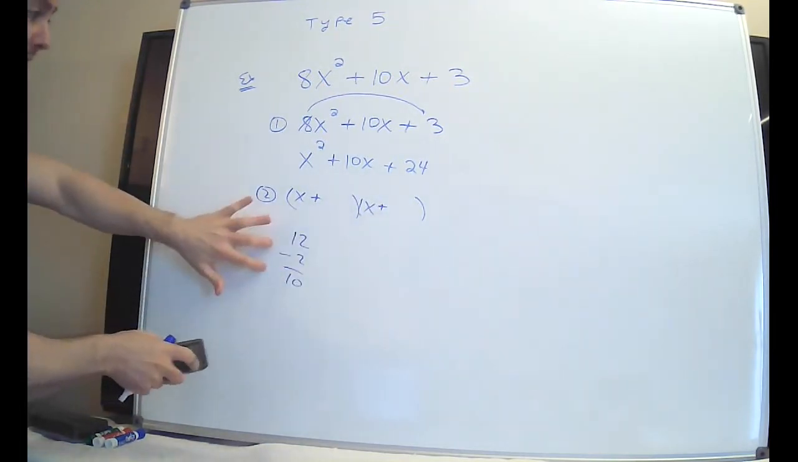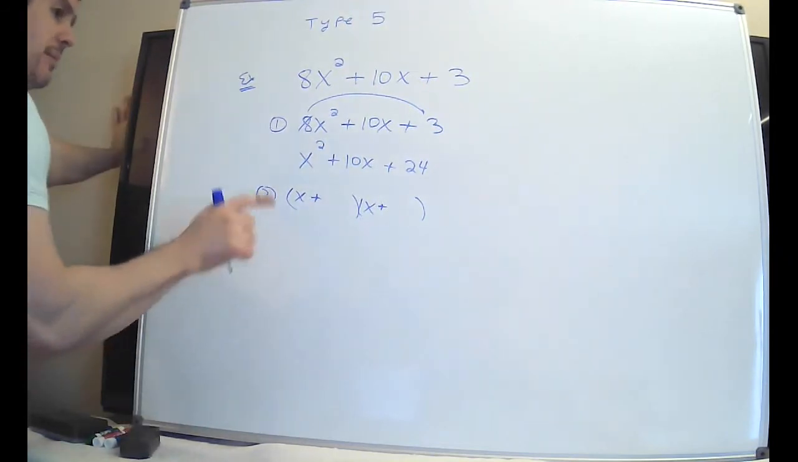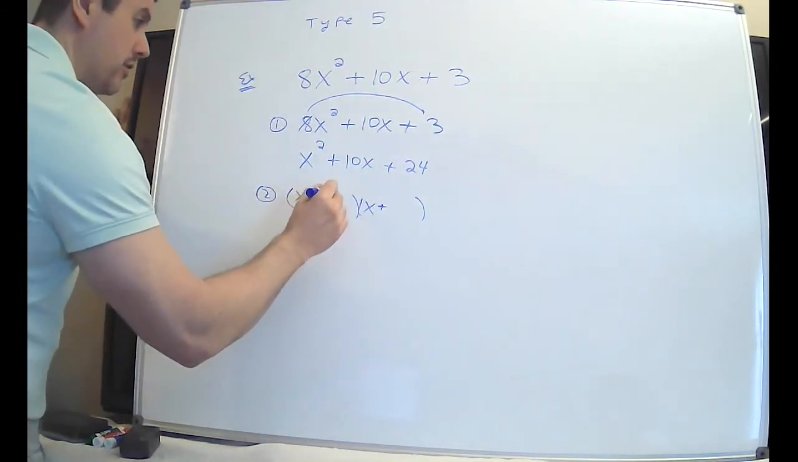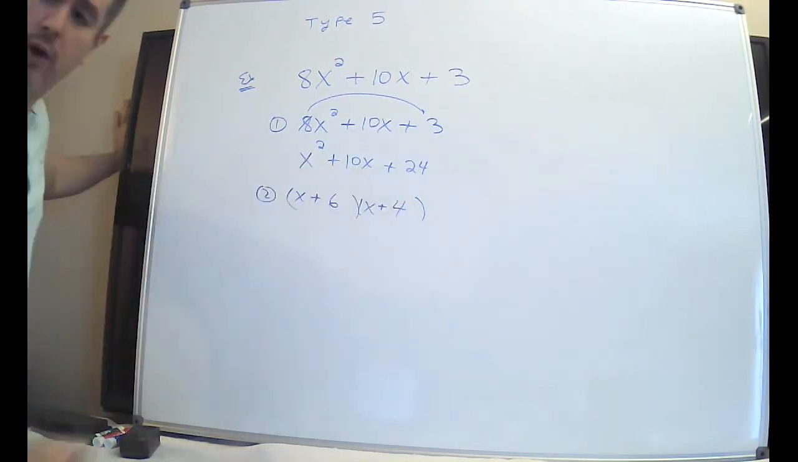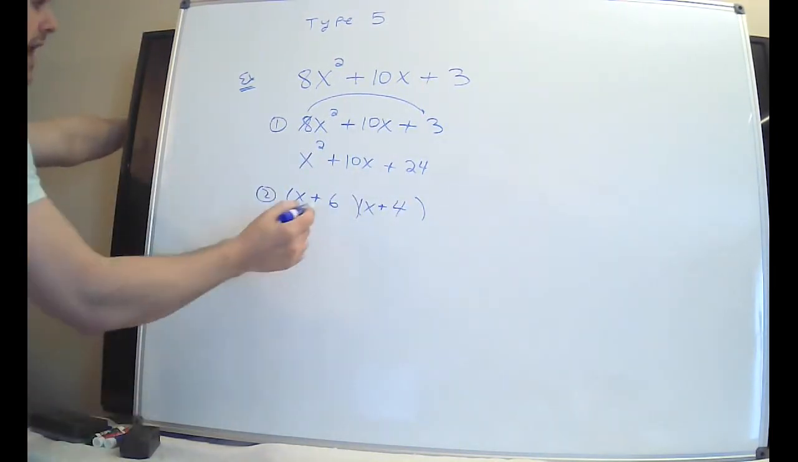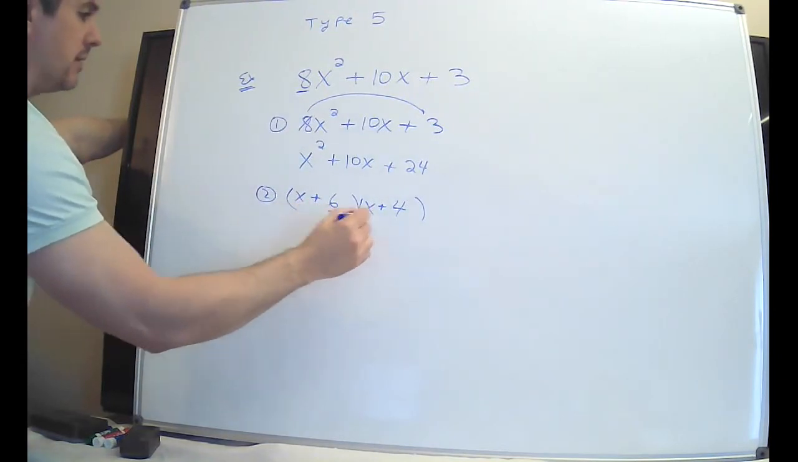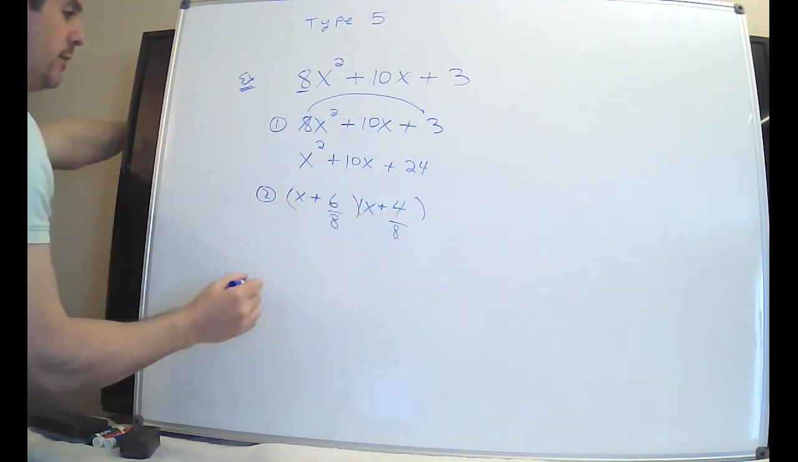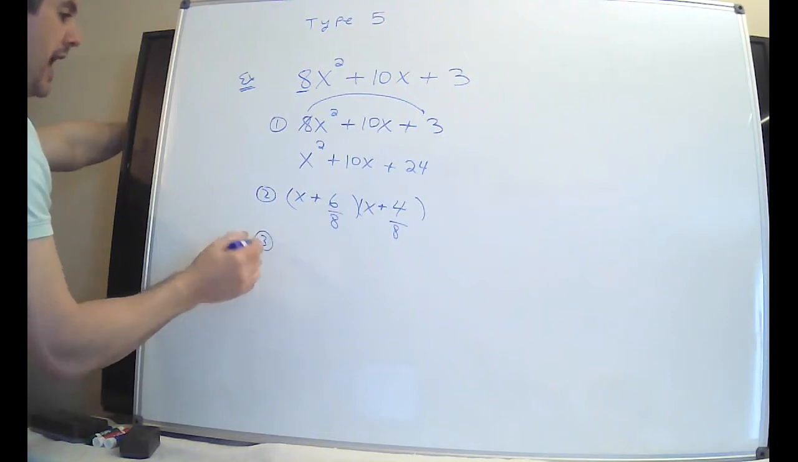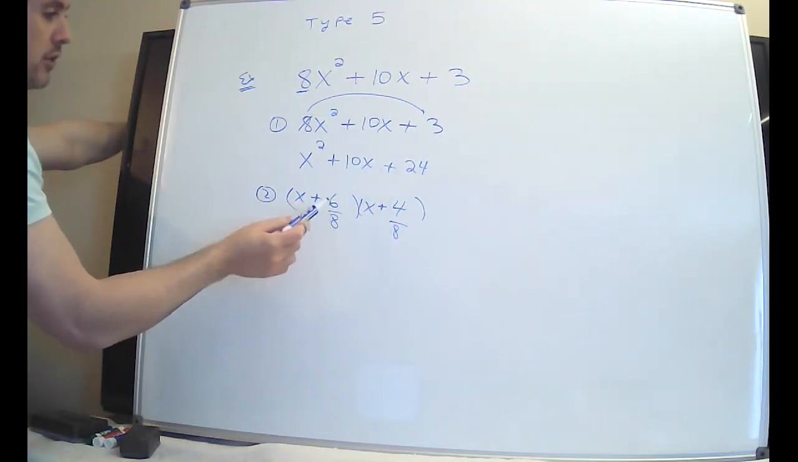12 and 2 can definitely make 10. But since I'm adding my pairs, it's going to be 6 and 4. And now again, what do you divide by? You divide by 8. You have to be super, super careful. Again, this has to be reduced.